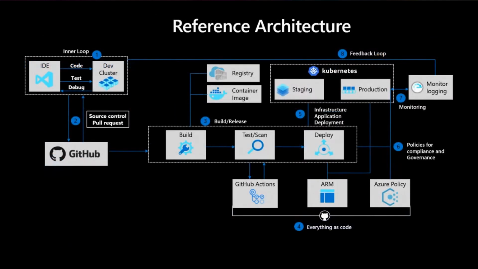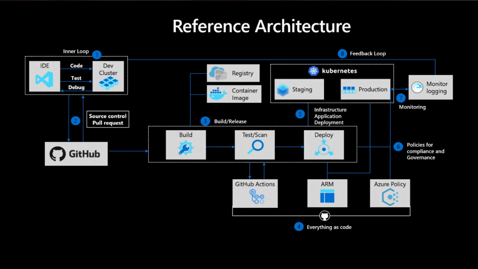So let's look at this reference architecture of what we're deploying today. Our code is sitting in our GitHub repository. We're using our inner loop with our IDE. We're writing our code, testing it, debugging it in that inner loop style. We open up our pull request against source control, and we deploy that out for our build and release. We build it, we test it, we scan it, and then we deploy it.